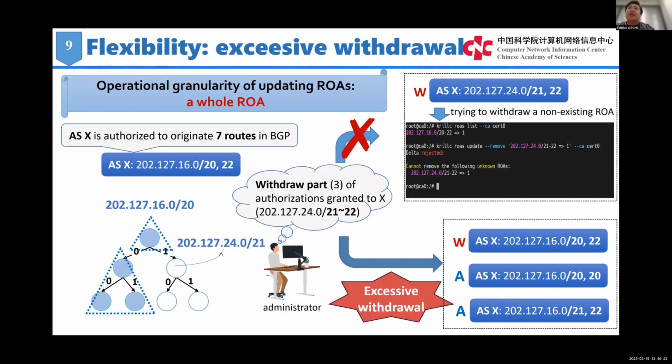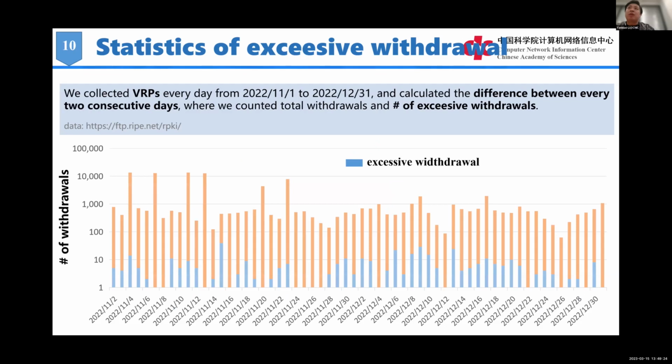We collected validated ROA payloads for 2 months and calculated the difference between those of every 2 consecutive days, where we counted total withdrawals and the number of excessive withdrawals. Though the ratio of excessive withdrawals is low currently, we indeed observed a number of such withdrawals almost every day.